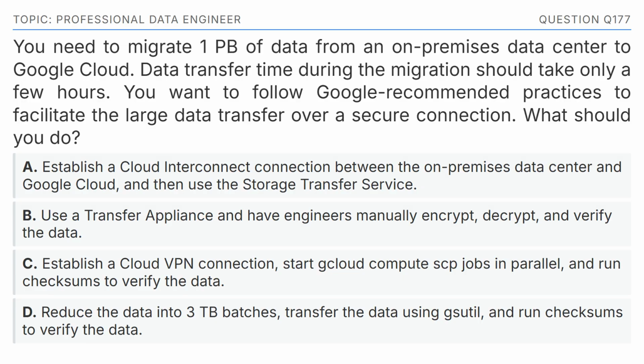What should you do? The options are: Option A, establish a Cloud Interconnect connection between the on-premises data center and Google Cloud, and then use the Storage Transfer Service. Option B, use a Transfer Appliance and have engineers manually encrypt, decrypt, and verify the data. Option C, establish a Cloud VPN connection, start Compute Engine SCP jobs in parallel, and run checksums to verify the data. Option D, reduce the data into 3 TB batches, transfer the data using gsutil, and run checksums to verify the data.